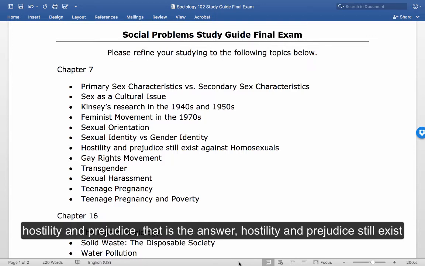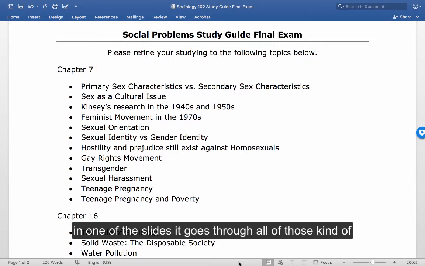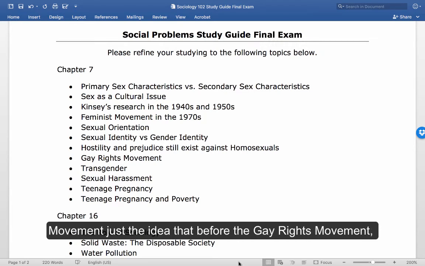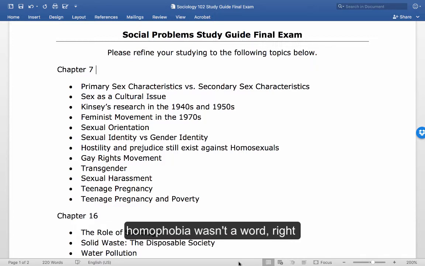Let's see, hostility and prejudice, just that is the answer. Hostility and prejudice still exist. So in one of the slides, it goes through all of those kind of things, so it's just going to be some stuff from that. The gay rights movement, just the idea that before the gay rights movement, homophobia wasn't a word, right? It was just a normal expression of vitriolic hate towards a marginalized group of people.